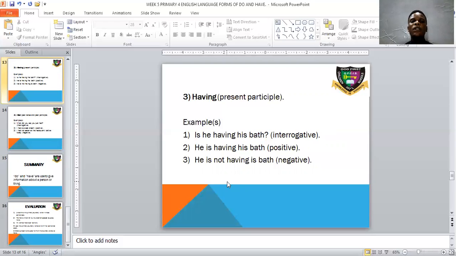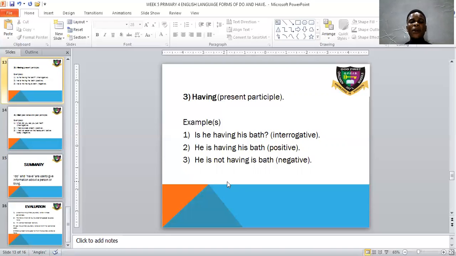Now, that's the first one, which is interrogative. The second one says, he is having his bath. He is having his what? His bath. Now, that is positive in nature and it is currently happening. It is present, isn't it? It is currently happening in the present because he is currently having his what? His bath.